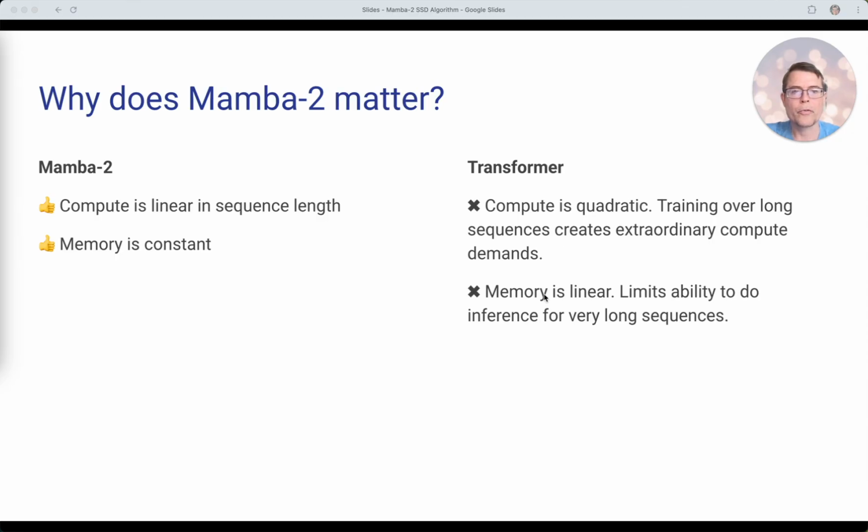The memory use in Transformer is linear, so you need to remember a little bit of information for each token you process, and that works okay for short runs of text, but it's not at all okay if you're trying to do machine learning over genetic sequences, which might have millions of base pairs. By contrast, and this is kind of the key one, Mamba-2 uses constant memory, which lets you continue to do inference even over long sequences, and compute is linear, so it's not so exorbitant to do training.